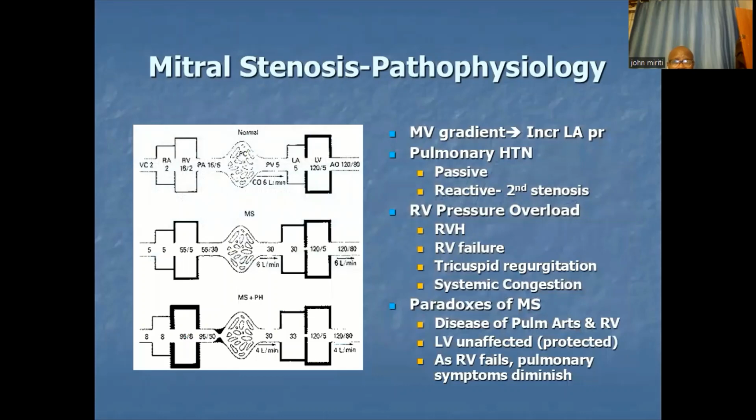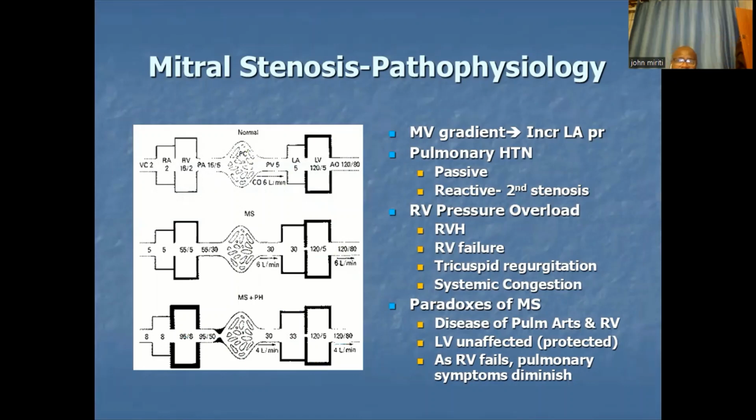In mitral stenosis, the pathophysiology is that the mitral valve gradient is increased, leading to increased left atrial pressure. There is also pulmonary hypertension, which can be either passive or reactive. Reactive pulmonary hypertension is very common in severe stenosis. Pulmonary hypertension results in an increase in afterload.